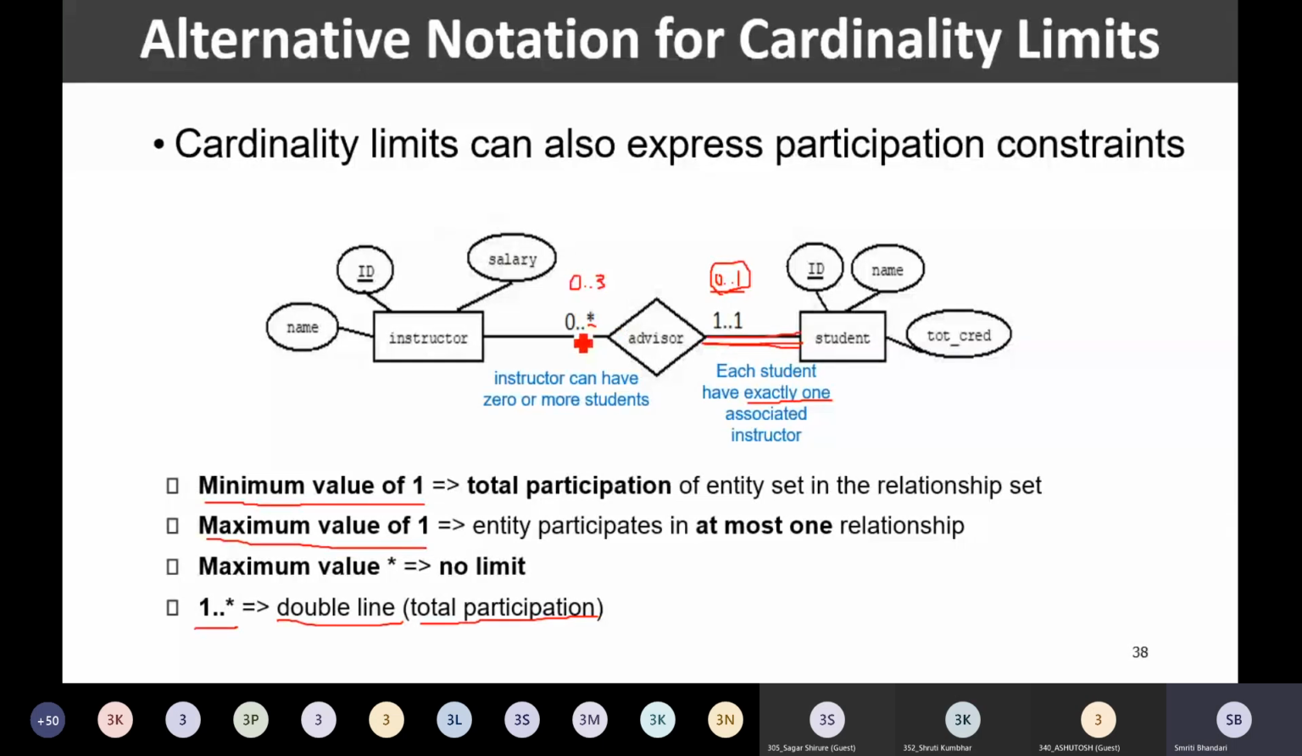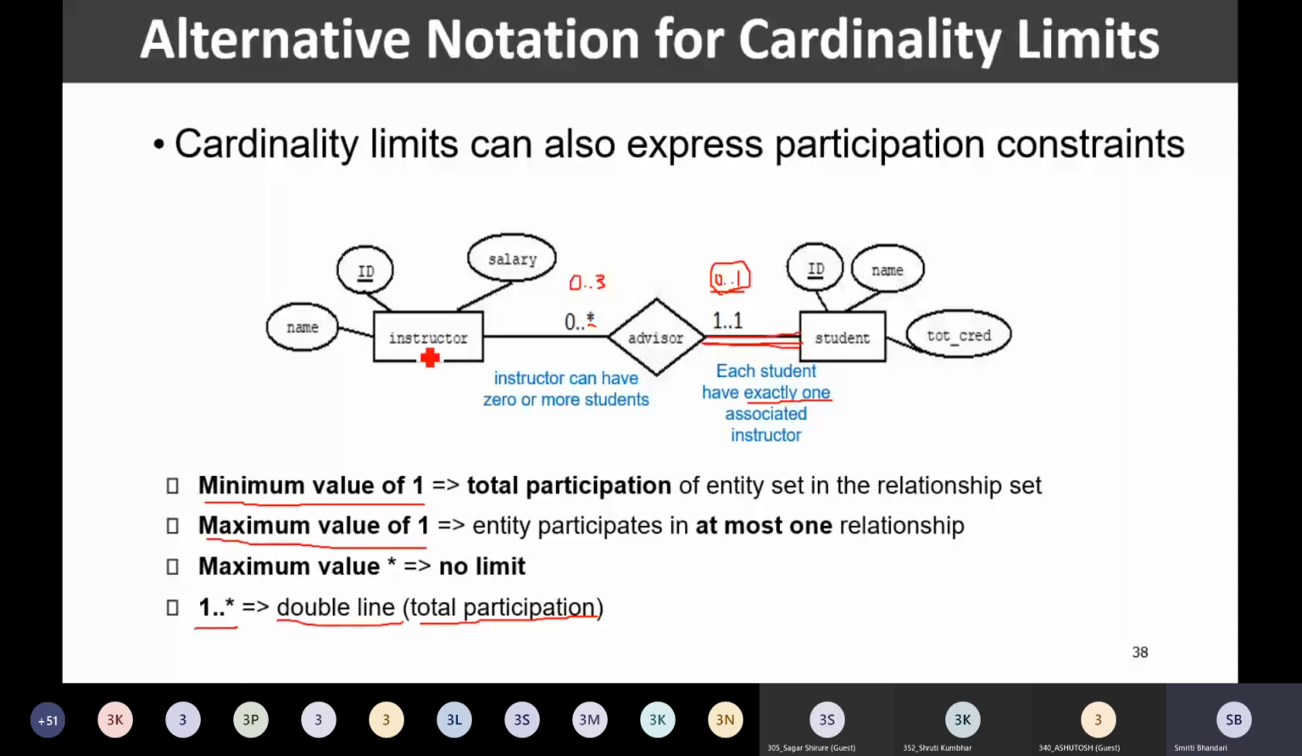Correct? So if I say that towards instructor we have the cardinality 0 to star, what does it indicate? 0 to star indicates that an instructor can have 0 or more students associated via this relationship set advisor. So it may happen that the instructor is not at all associated with a student, right? It may happen that the instructor is associated with 1 student, 2 students, 3 students, any number of students.